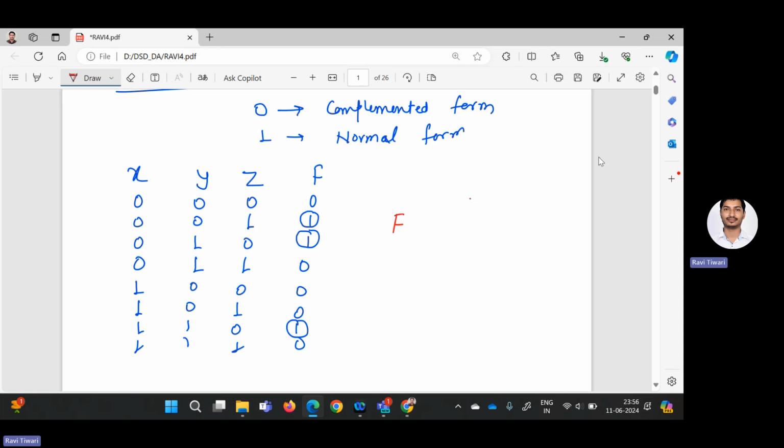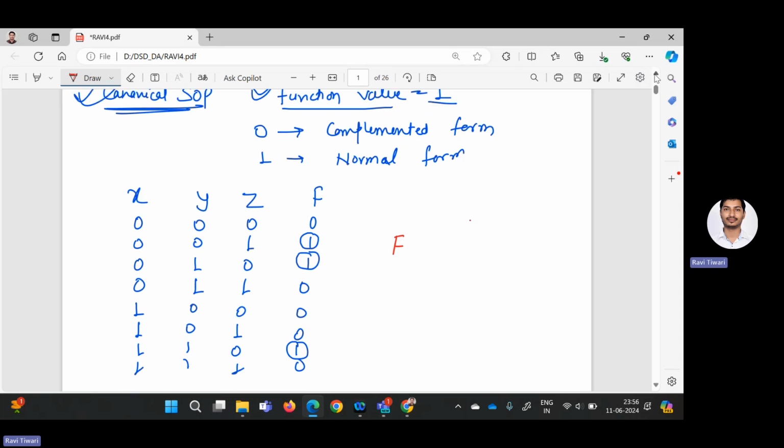After that, I have written that 0 is the complemented form. That means if your input is x, the complemented form will be represented as x bar. And 1 is the normal form. That means if x is my input, then x will be the normal form. So now I am writing the expression when the function value is 1. This is the expression when x equals 0. 0 means a complemented form, so we write x bar. Y is 0, so y bar. Then Z equals 1, so z. Clear?